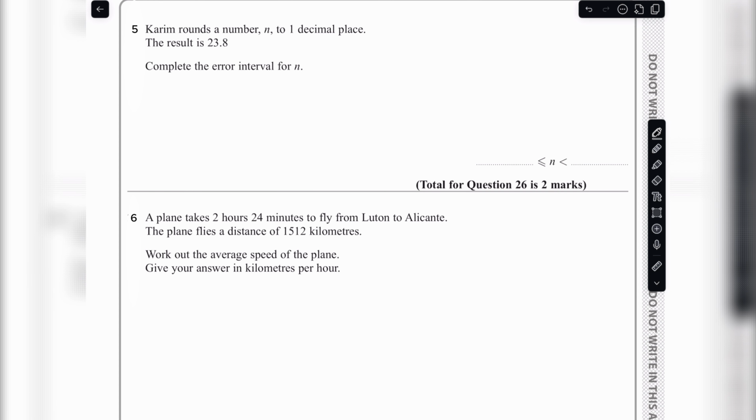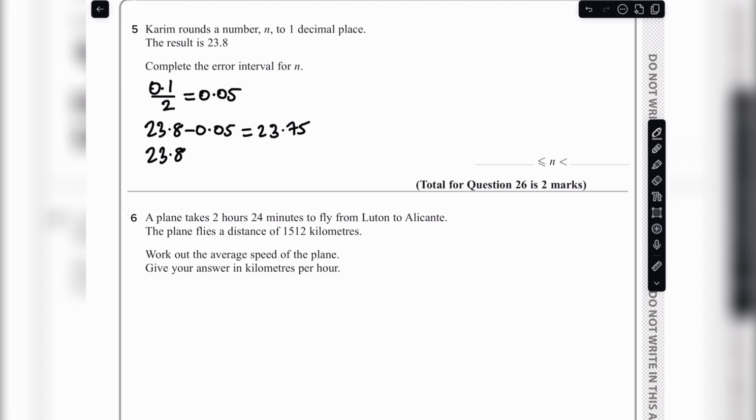Complete the error interval for n. So given as it's 1 decimal place, I'm going to divide 0.1 by 2, and that gives us a value of 0.05. So 23.8 minus 0.05 equals 23.75, and that will be my lower bound, and 23.8 plus 0.05 equals 23.85, and that will be my upper bound. So the final answers are 23.75 and 23.85.